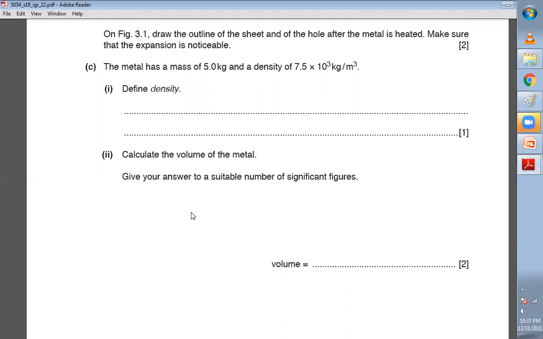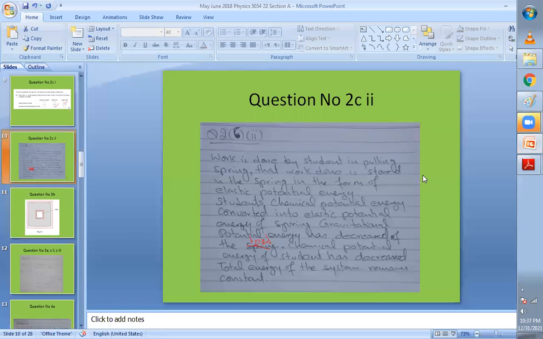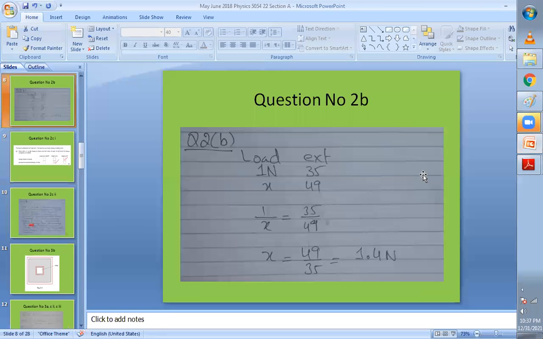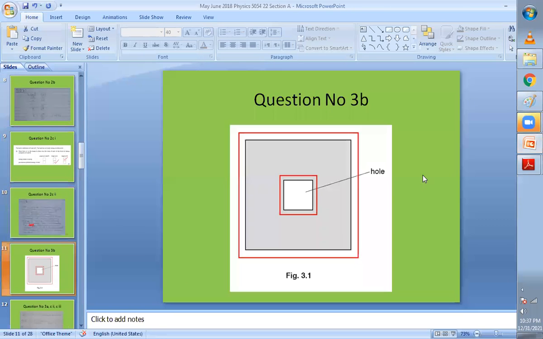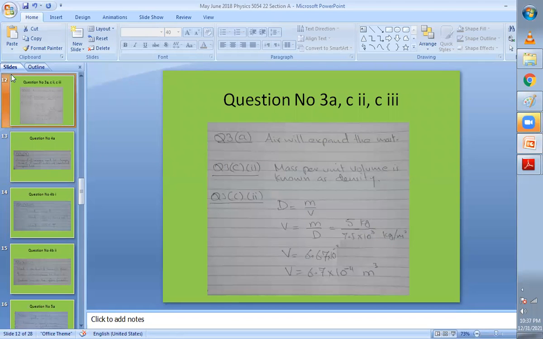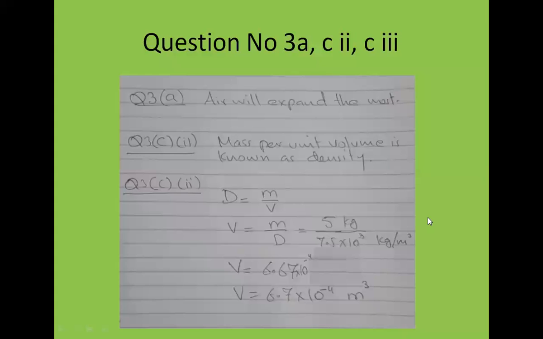So we know that the formula for density is mass divided by volume, and the volume is equal to mass divided by density. Very easily, I know the mass, I know the density. Very easily, I can calculate this. Let me show you. Okay, so here we go.